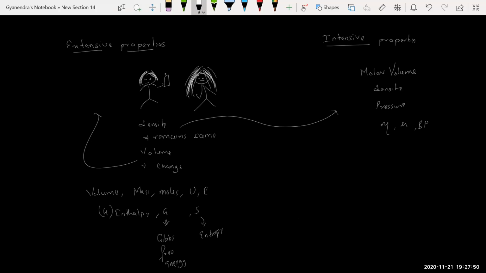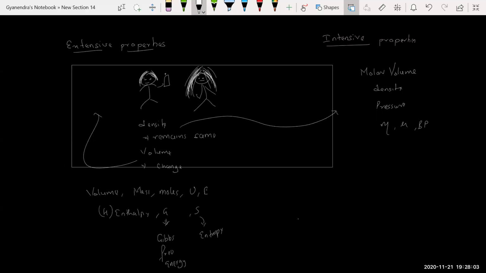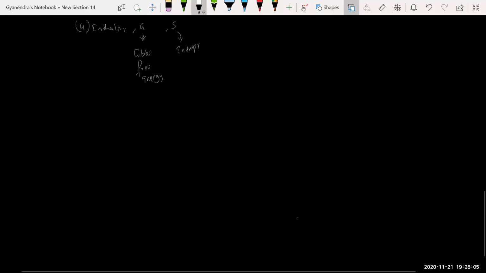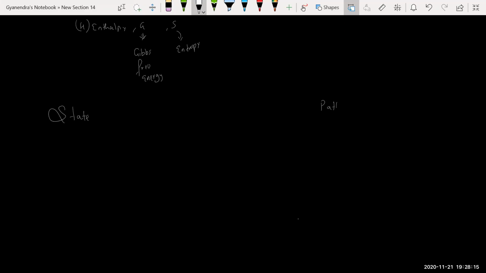These are all intensive and extensive properties. Any doubt in intensive and extensive, Dinesh? No, sir. Yeah, you can copy it. The next thing that we need to understand is another way of defining these variables or systems, Dinesh. For example, state and path function.